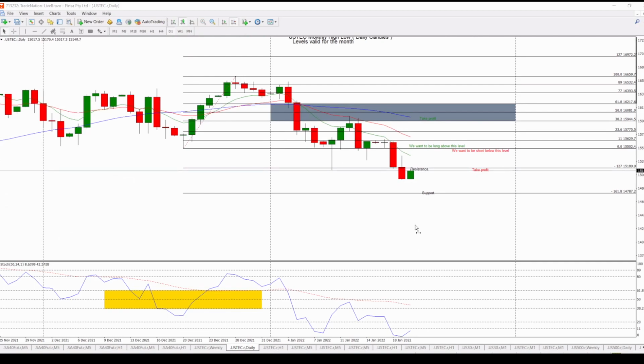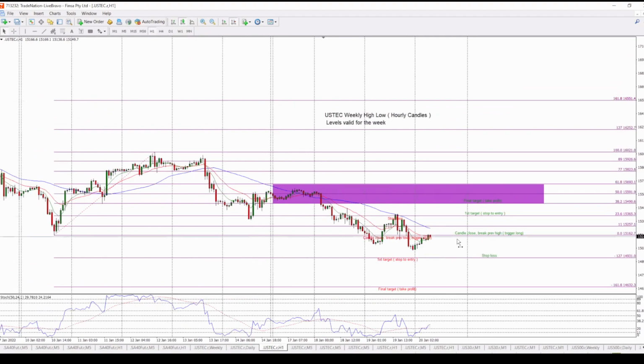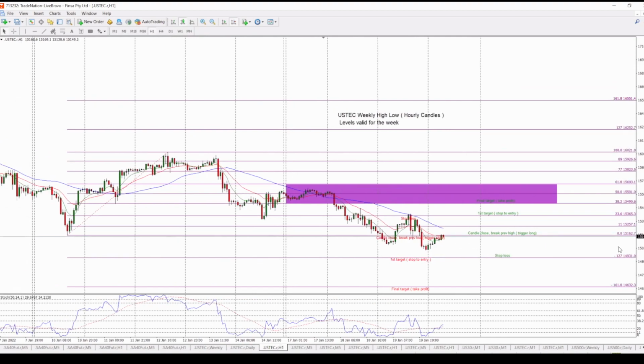Right, moving on to the weekly high low, hourly time frame on US Tech. Currently we are trading just below the 0 level. Next trigger for a long is a candle close above the 0, break previous candle high. We'll be aiming for the 23.6 first target, stop to entry, and final target 38.2. You can also see we did get a trigger short yesterday below. We haven't reached that first target, but trend is still down, 50 above 21 above the 8. You can also see stochastic and signal line still trading below 38.2. As I said, trend is down. Both these indicators are showing us that. And the next trigger for a long is only above the 0.